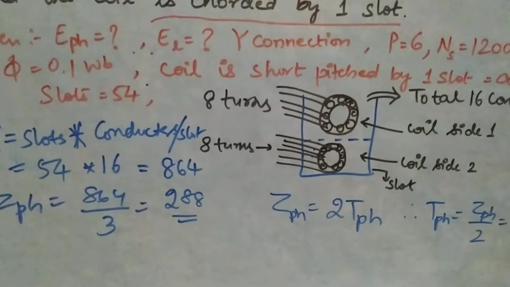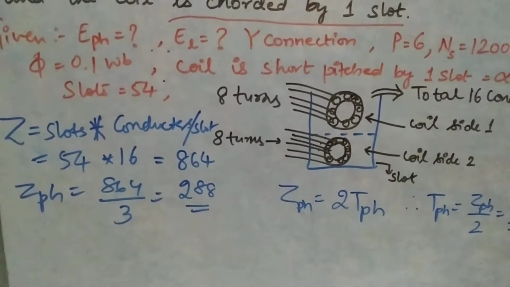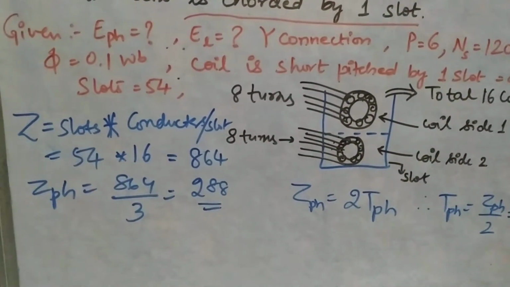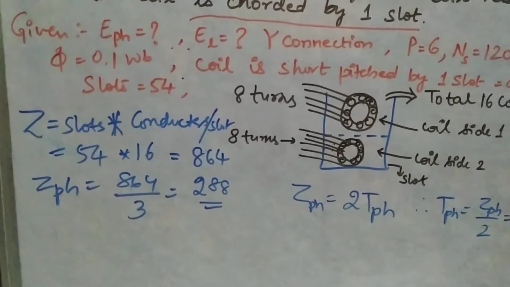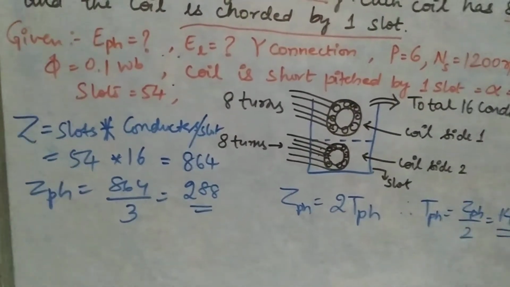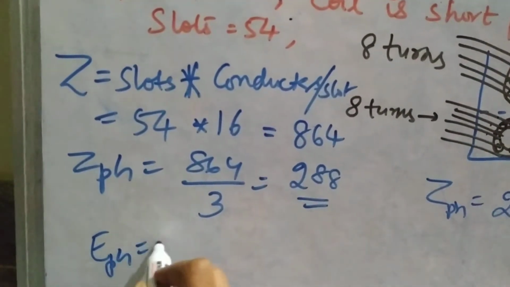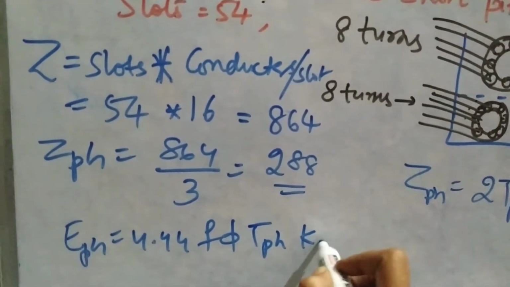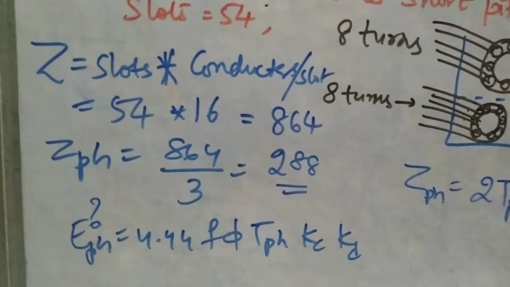So this will be the turns per phase. Now this is with respect to the number of turns. Our aim is to solve the EMF, that is the voltage. Recall the formula for the EMF equation: E phase is equal to 4.44 f ψ T phase Kc Kd. What are the unknown values that we have to find out?